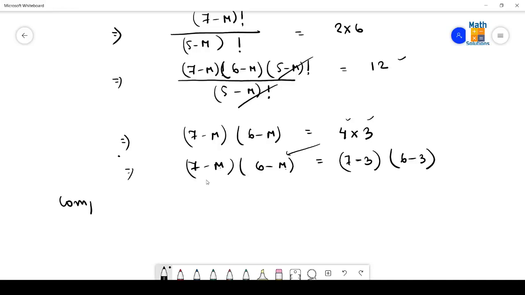comparing both the sides, I get here r is equal to 3, and this is the answer.